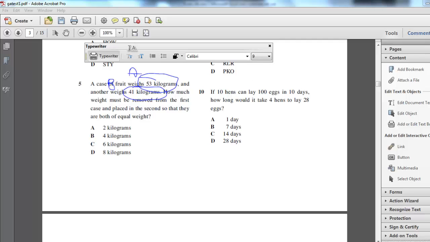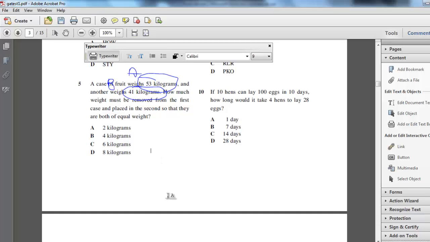So a case of fruit weighs 53 kilograms and another weighs 41 kilograms. Now, how much weight must be removed from the first case and placed in the second so that they are both of equal weight? First things first, find the information. So we're trying to do this in the fastest way possible in the exam. First thing would be A, 53 kilograms. You know that case B is 41 kilograms.